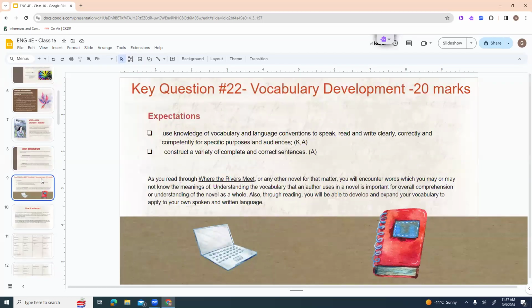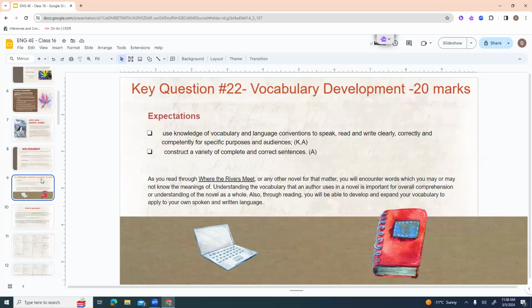Okay, so key question number 22 is vocabulary development, and this part is worth 20 marks. This one meets the expectations for using the knowledge of vocabulary and language conventions to speak, read, and write clearly, correctly, and competently for specific purposes and audiences, and constructing a variety of complete and correct sentences. As you read through Where the Rivers Meet, or any other novel for that matter, you will encounter words where you may or may not know the meaning of.